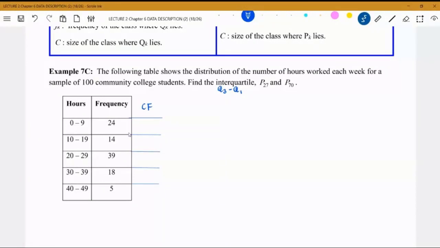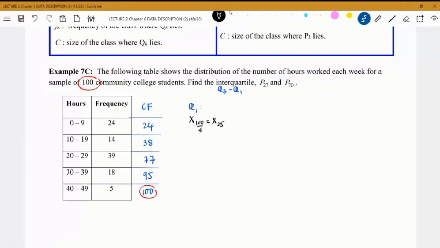So we're going to have 24 here, then 38, then 77, then 95, and then 100. Make sure your summation of F is the same as given in the question. Starting with Q1, you have to find the observation first, which is 100 divided by 4, so we have the 25th observation.